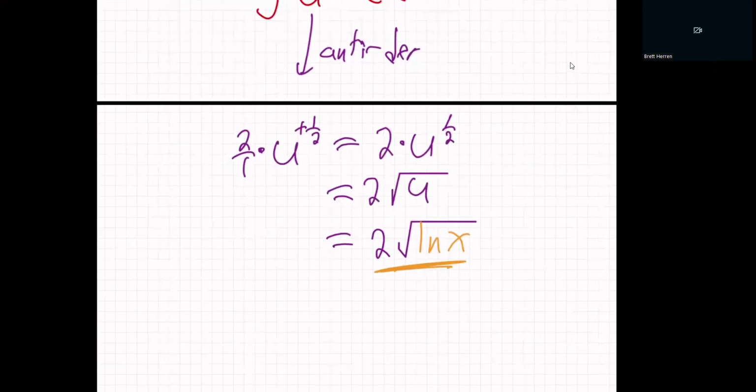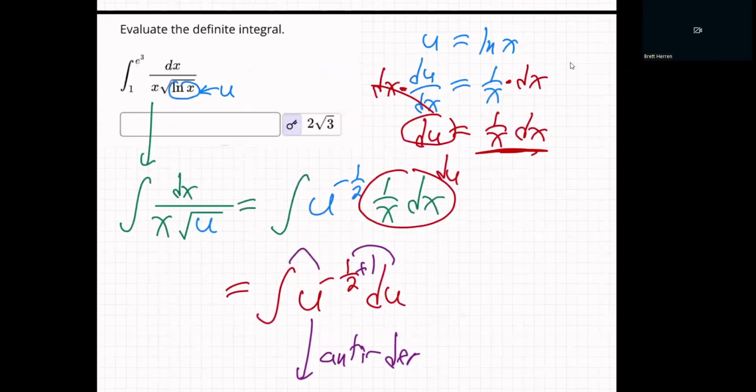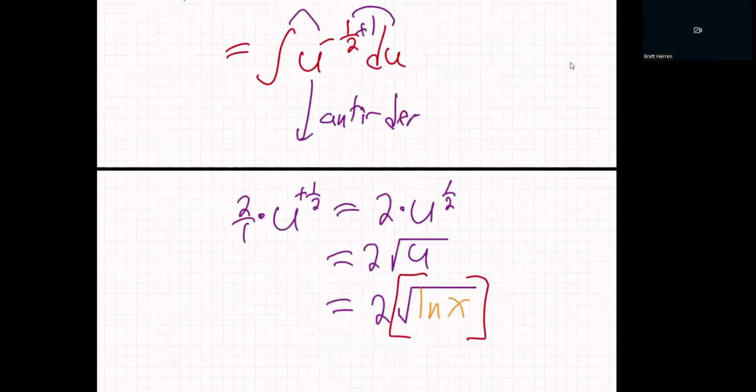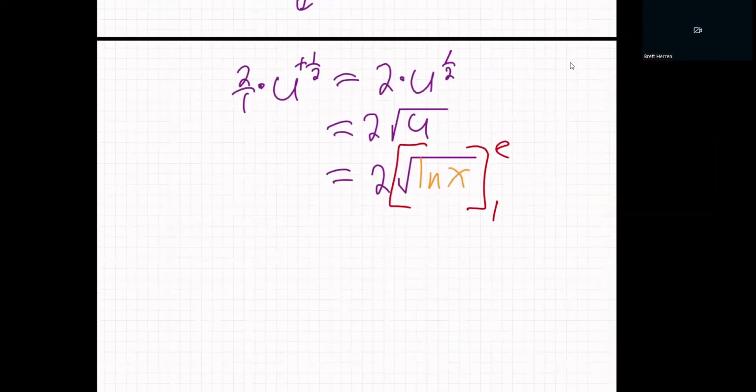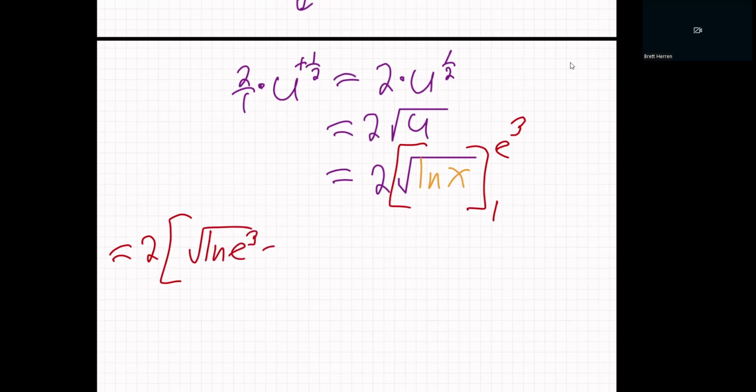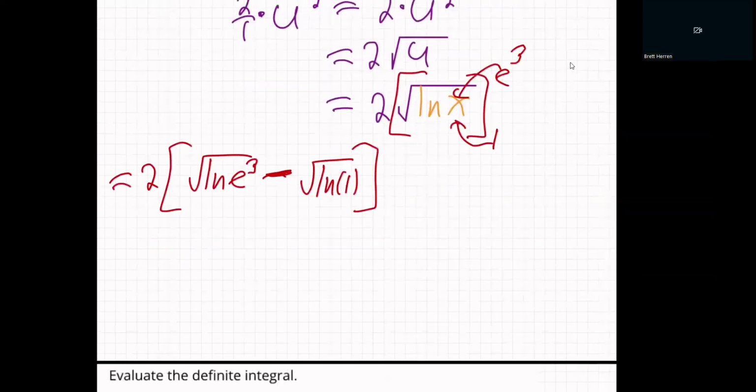Now we've got to plug in the bounds. Having done all that work, don't forget to do the bounds. And what are the bounds? I'm going to leave the 2 sitting in front. The bounds are between 1 and e to the third. So 2 will sit in the front. We'll have the square root of ln of e to the third minus the square root of ln of 1. Right? I plugged in the top bound and then the bottom bound with a minus in between.